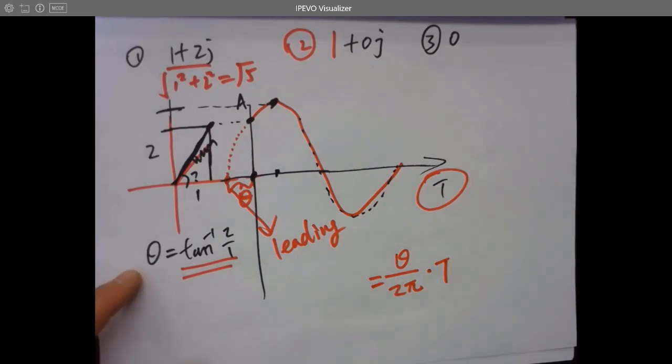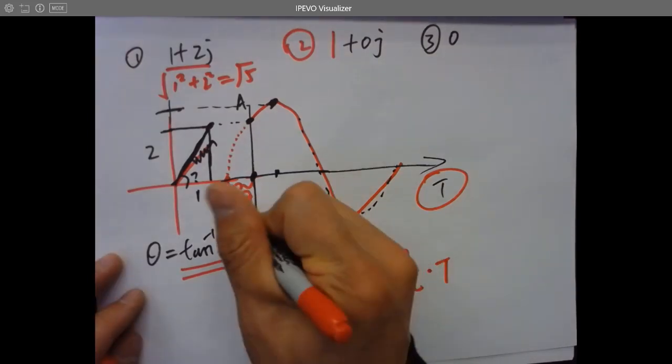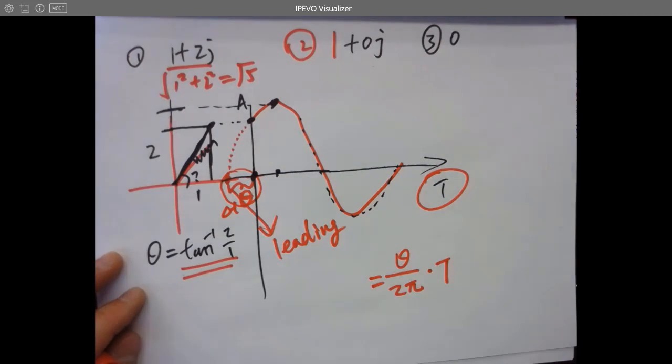What is this? What time? Delta t. This angle represents delta t, or time delay. If the signal is leading, the time delay will be negative. So you are delaying by a negative number, which means you are leading.